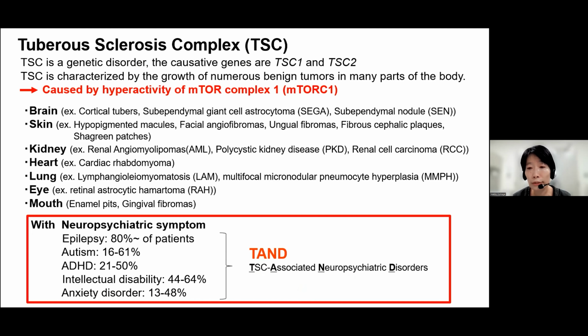TSC symptoms are caused by hyperactivity of mTOR complex 1, mTORC1. This mTORC1 hyperactivation occurs by the mutation in the TSC1 and TSC2 genes.